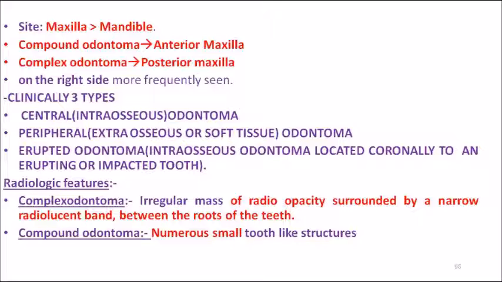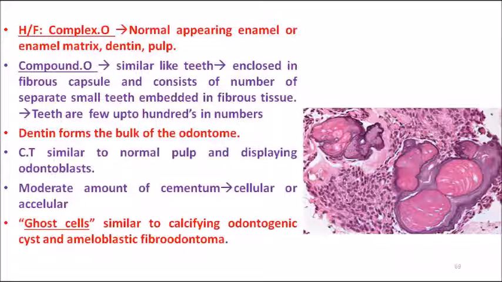Now let's learn about the histological features. Coming on to the histology of complex odontoma, there is normal appearing enamel or enamel matrix, dentine and pulp. All of them are normal actually. There is not much abnormality, but the deposition and the formation is very irregular. That is the only thing. The appearance will be normal for enamel, dentine and pulp in case of an odontoma. And among all the three, dentine forms the bulk of odontoma. So among enamel, dentine and pulp, most of the time the odontoma consists of what? Dentine. Okay, dentine forms the bulk of odontoma.